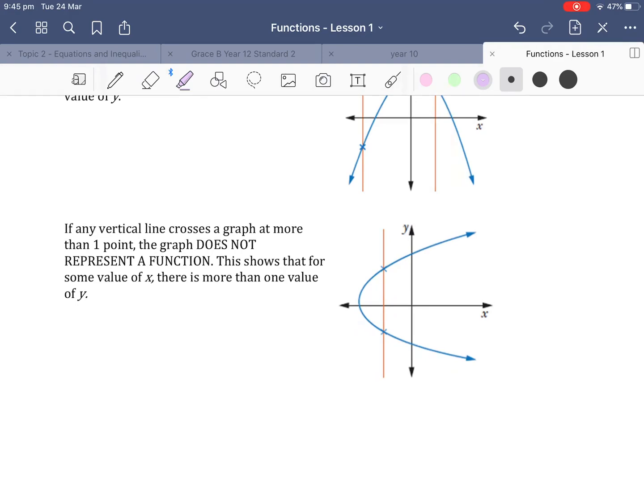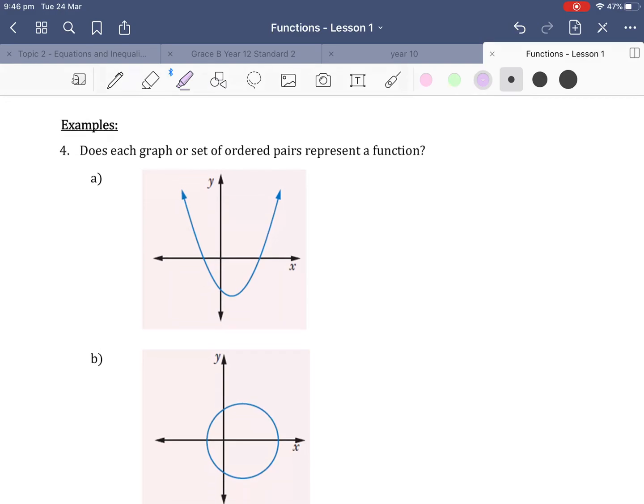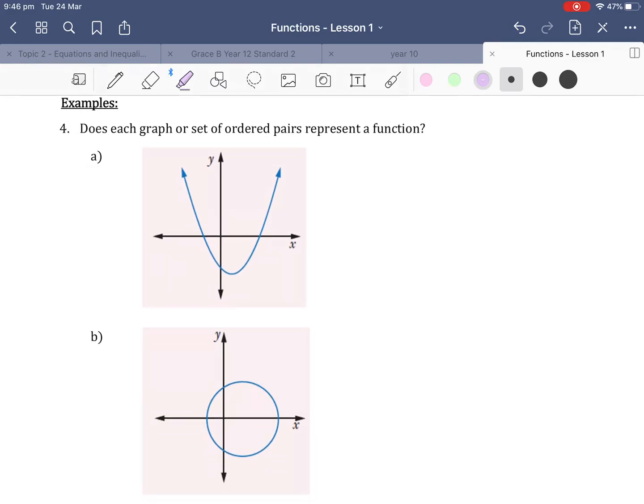If any vertical line crosses a graph at more than one point, then the graph does not represent a function. This shows that for some value of x, there is more than one value of y. Here we have 2 points crossing our line. You have to be able to draw it in every single place and only have one point where it crosses the vertical line.